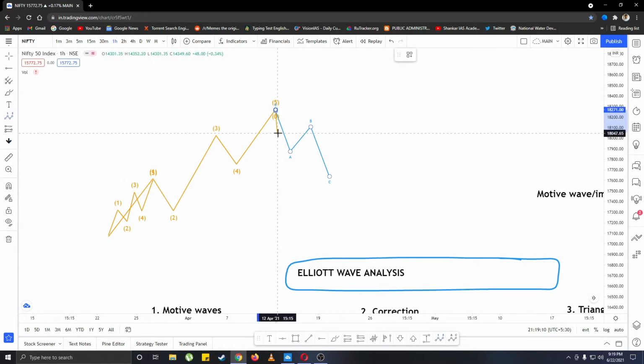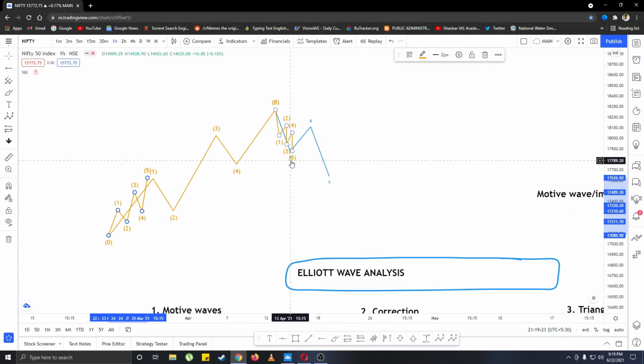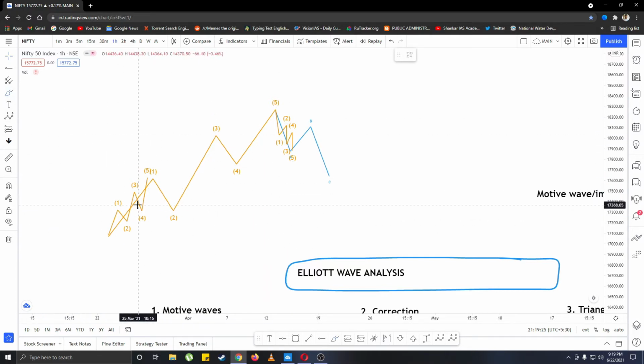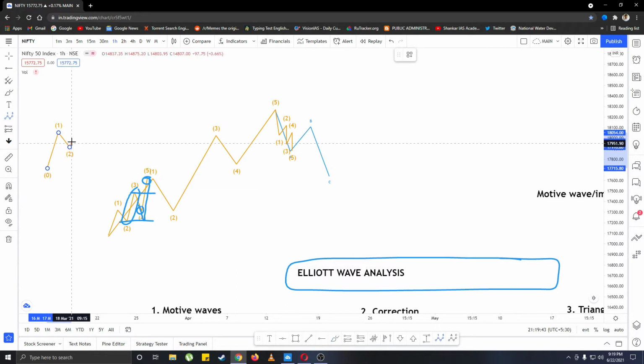Same here. In a leading diagonal, wave 4 overlaps wave 1. And it can only occur in wave 1 or wave A. Now the rules are that wave 3 cannot be the shortest, wave 4 cannot go beyond wave 2, and wave 5 ends above wave 3, and the structure is this: 1, 2, 3, 4 and a 5.